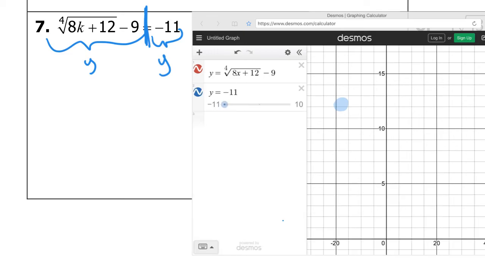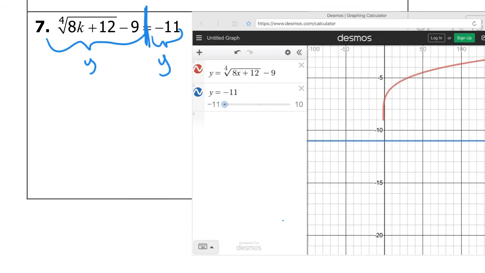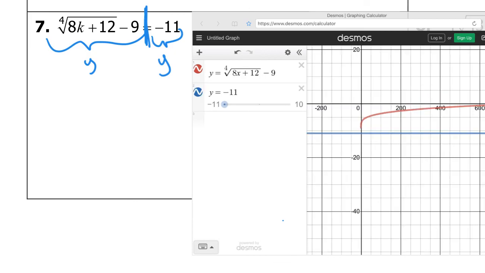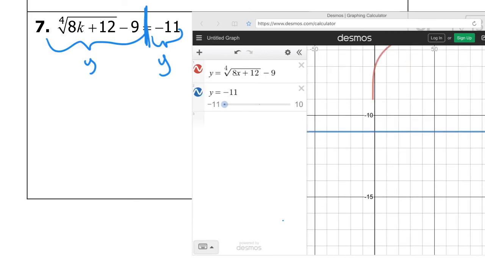So if I zoom out, you can see the red function and the blue function. You can see that they never intersect. No matter how much I zoom in, my two functions never intersect. So if you have a system of equations where the graphs do not intersect, we say that it has no solution.